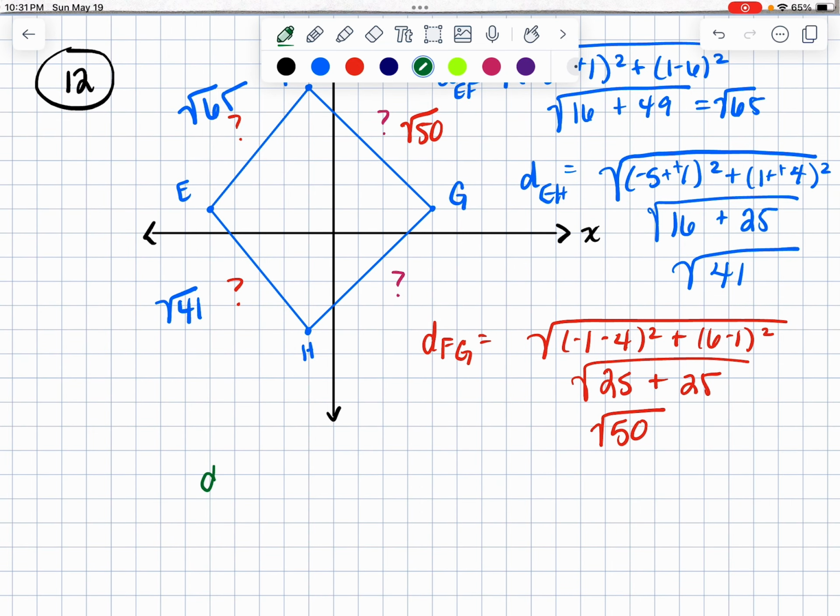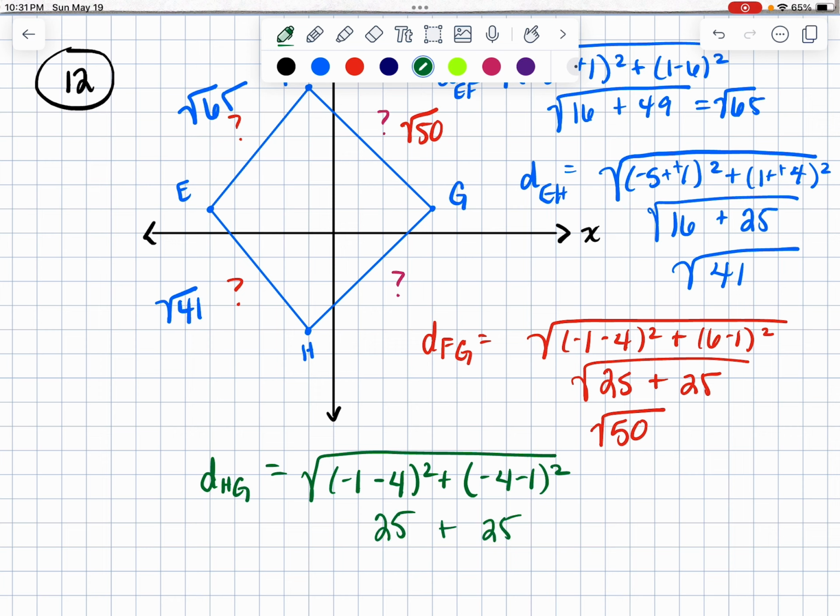Alright, so now I need to do the distance from H to G. From H to G, that's negative 1 minus 4 squared plus negative 4 minus 1 squared. So this one's also going to end up being 25 plus 25. So see, that's the square root of 50 again. I want to go check.